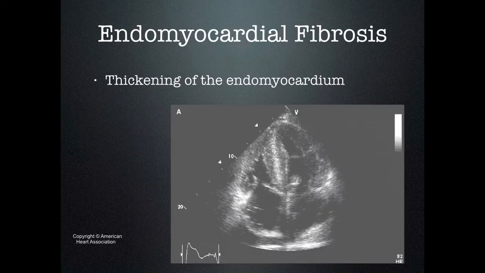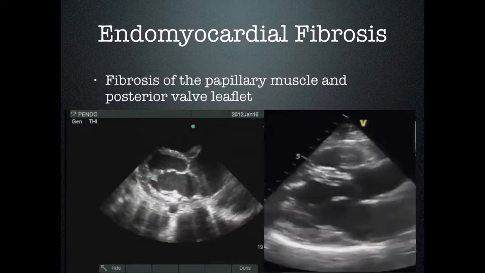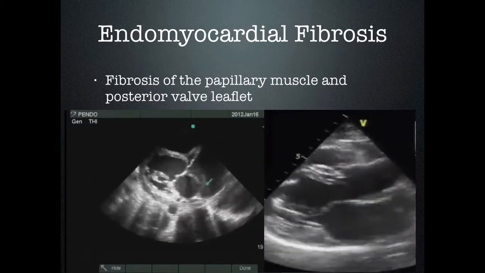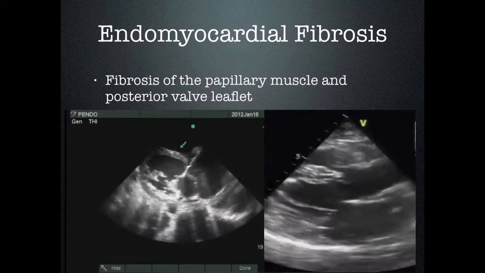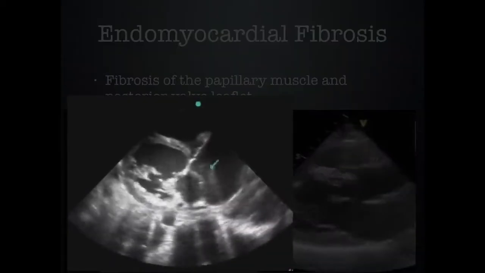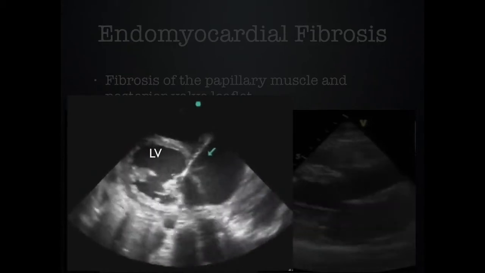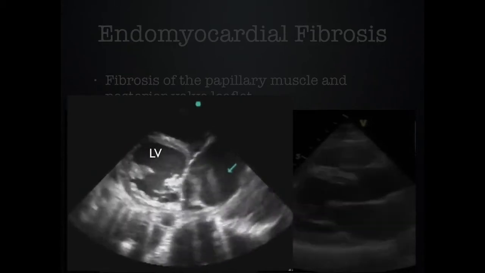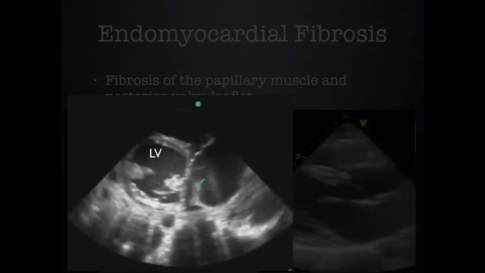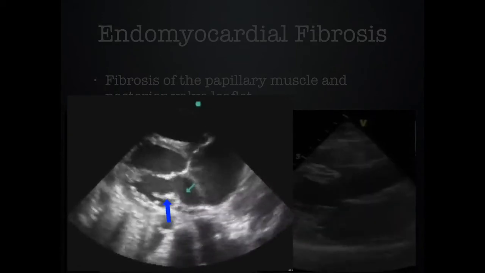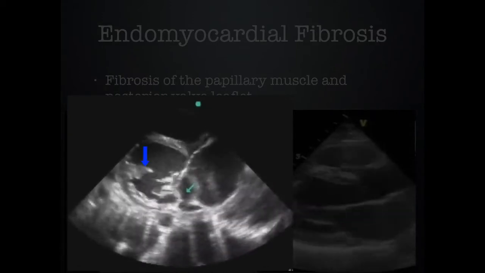Here are some examples. Here we see thickening of the endomyocardium. You can see that the septum of both the right ventricle and the left ventricle is thickened and bulging. Here we see fibrosis of the papillary muscle and the posterior valve leaflet. On the picture on the left, this is a parasternal long axis view, so we're looking at the left ventricle, and the left ventricle has a poor EF. If we looked at the mitral valve itself, the leaflet is somewhat thick, but the papillary muscle is very thick.